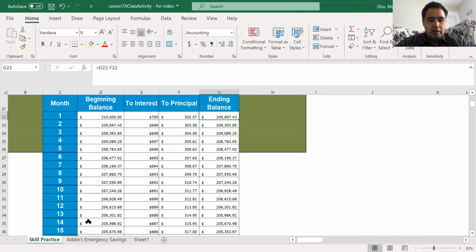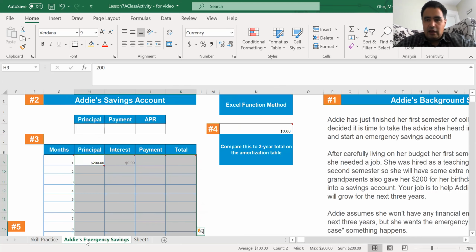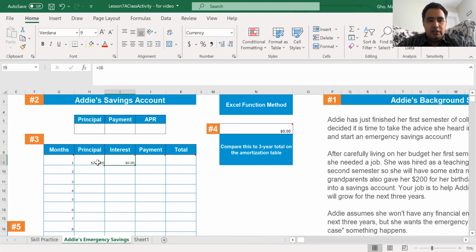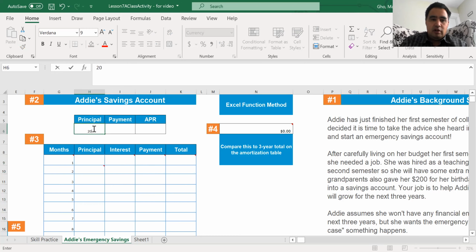Okay, so there's the skill practice. Let's take a look at an application of this. There's a young woman named Addie, and she got $200 from her as a birthday present, and she decided she's going to put some money away for savings, which is a great thing to do. She starts out with a principal of $200.